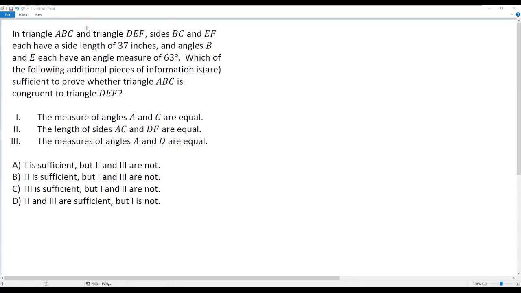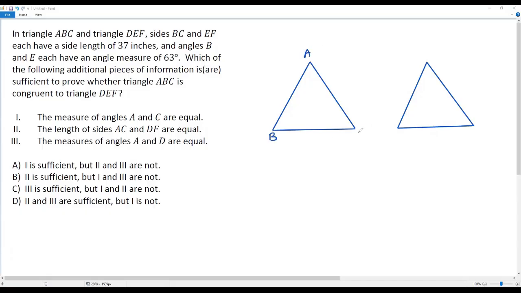Okay, let me draw two triangles. Let me mark the vertices. Here we have A, B, C, and here we have D, E, F. And we have the information, the sides BC and EF each have a length of 37 inches. Here we have the side BC, its length is 37 inches. And here we have the side EF, its length is 37 inches. And the two angles B and E each have an angle measure of 63 degrees. So here we have angle B, its measure is 63 degrees. And here we have angle E, its measure is 63 degrees.